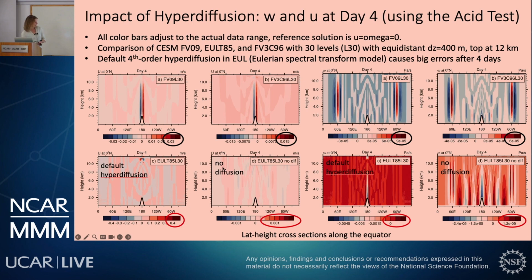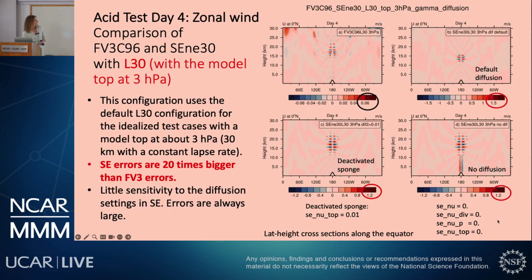If you have no diffusion, you bring it down to almost nothing. Yeah? So the only thing that's different is diffusion. That's also visible here in the vertical velocity, just to highlight the magnitudes a little bit. And now let's take a look at the 2 other models here. We have FV3 and SE. This was also very much unexpected.